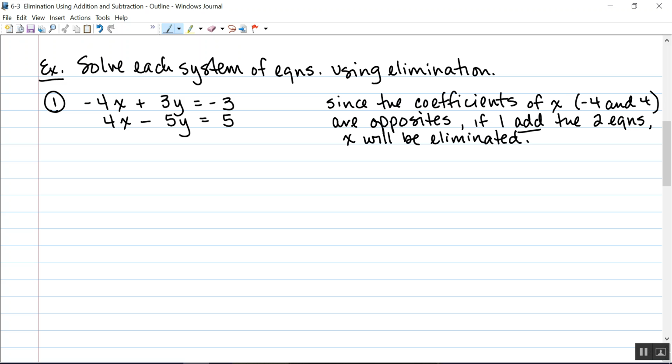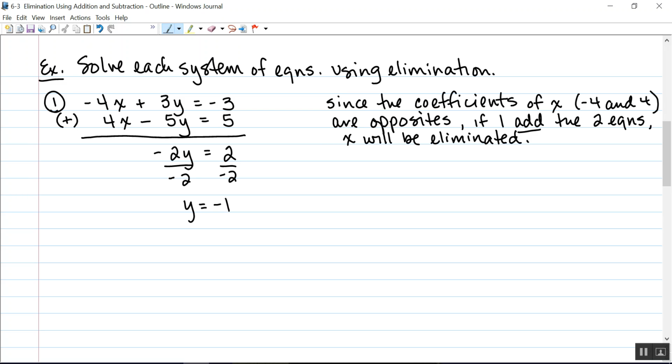Okay, so I'm going to add these two equations because my coefficients of x are opposites of each other. So I put a little plus in front. I like to put it in parentheses. And now add the two equations. Well, negative 4x plus 4x is 0. They cancel each other out. Now let's add 3y minus 5y gives me a negative 2y. And negative 3 plus 5 gives me a positive 2. This is great. I've got one equation that has only one variable in it. So if I divide both sides by negative 2, I know that y is equal to negative 1.